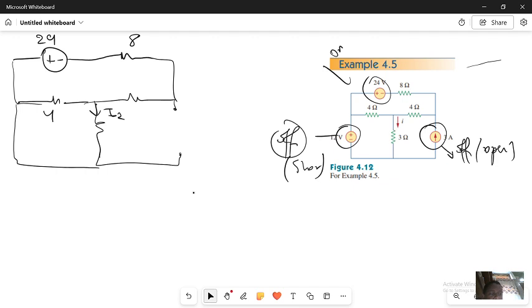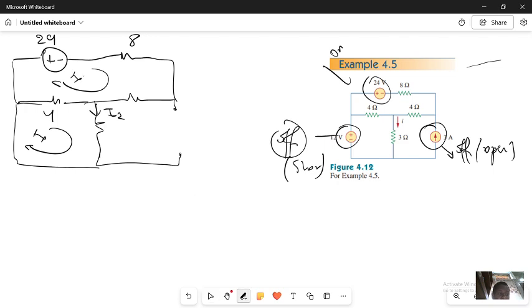For me, when you realize I have this mesh, this one cannot be a mesh because it is open. No current will flow here. That means I have only 2 mesh. I have this, I have this one also.